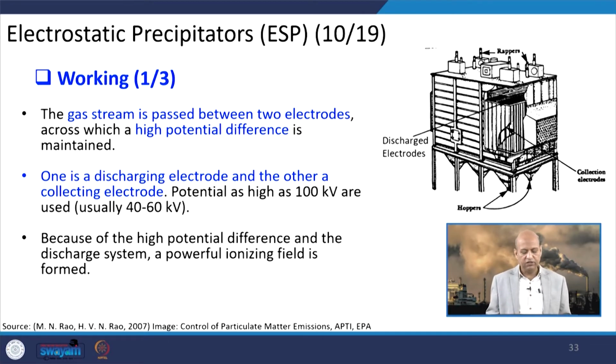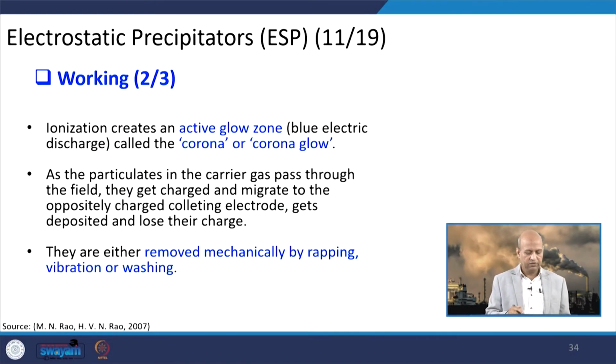Because of the high potential difference and the discharge system, a powerful ionizing field is formed, where these particles get ionized basically. So, ionization creates an active glow zone, like a blue electric discharge, you can say. That is why we call it the discharging zone, and this is called the corona or corona glow.